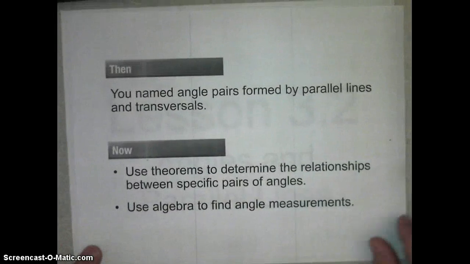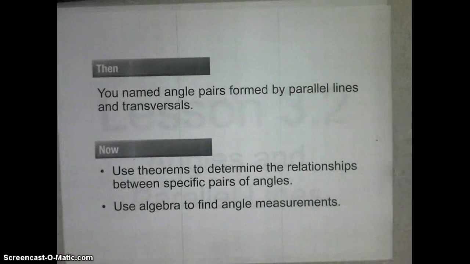All right, in the past, we've named angle pairs formed by parallel lines and transversals. Now we're going to use theorems to determine the relationships between specific pairs of angles. And we're also going to use our algebra, writing and solving equations, to find angle measurements.